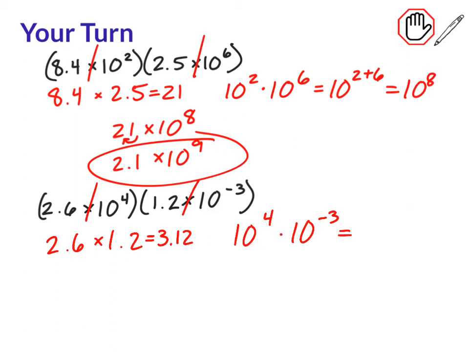And now I'm going to multiply my base 10, so 10 to the power of 4 times 10 to the power of negative 3 becomes 10 to the power of 4 plus a negative 3, which is 10 to the power of 1. And I know that any number to the power of 1 is just that number, so it's just 10. So my answer is 3.12 times 10, written in scientific notation. It seems kind of silly to write that number in scientific notation, so this number in standard form is 3.12 times 10, which is 31.2.